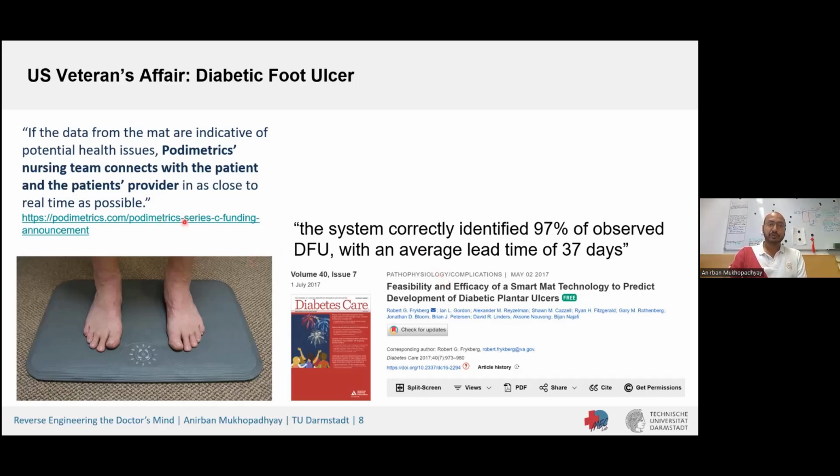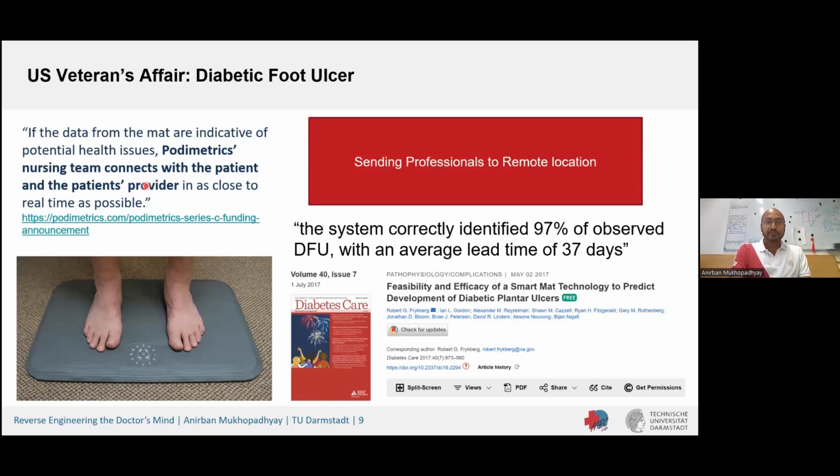But I really wanted to point out in their press release the fact that this company's nursing team connects with the patient and the patient's provider in as close to real time as possible. So basically, they have to send their nursing team to the physical location to actually bring things forward once the diagnosis has happened. Now, if we are really talking about global health, sending professionals to remote locations has many logistical issues, and is often impossible to scale up.